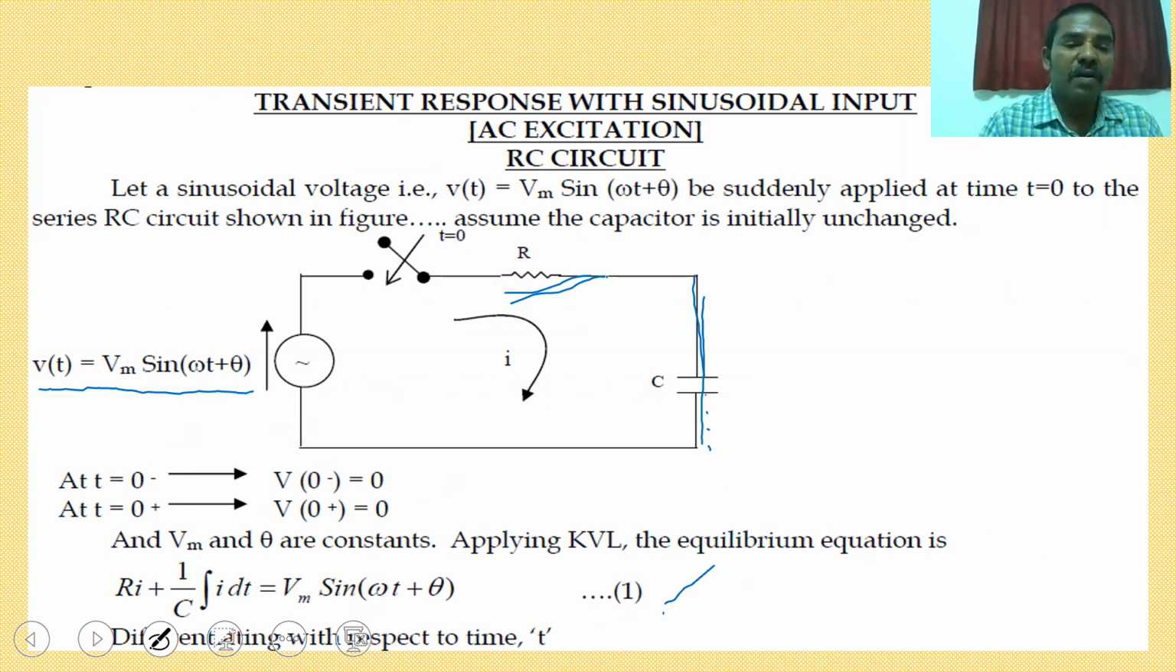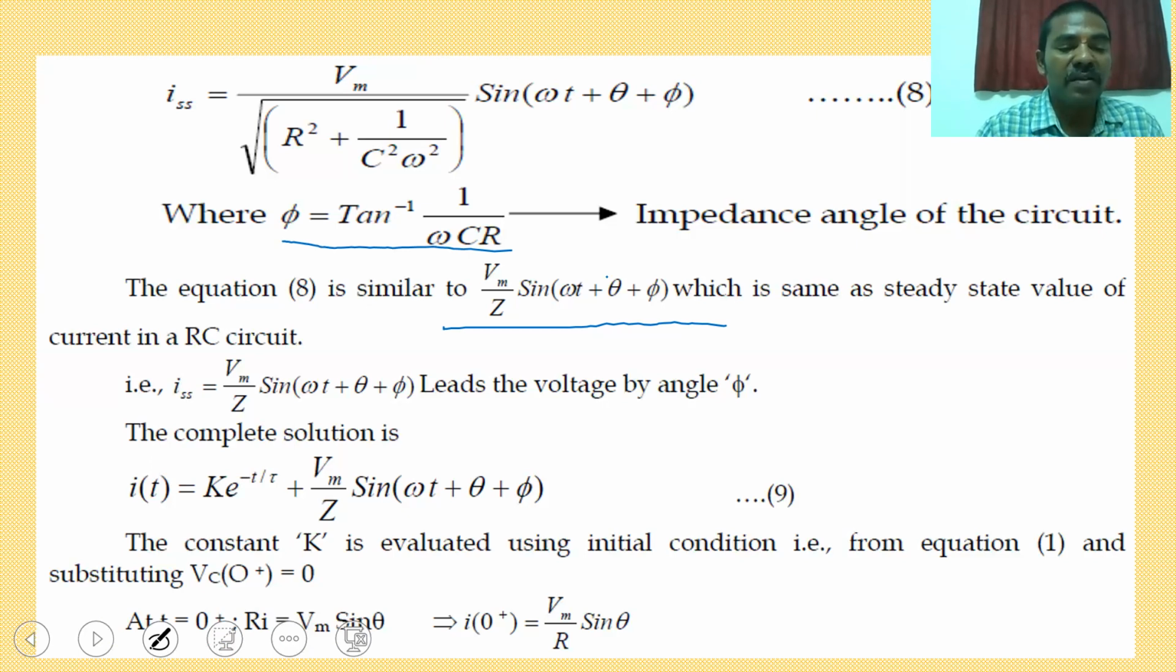So from that you are writing the expression. R into I is equal to Vm sin theta. At t is 0, omega t is 0, so finally you can get sin theta only. So I of 0 plus is equal to Vm by R sin theta. That is the value you are getting.